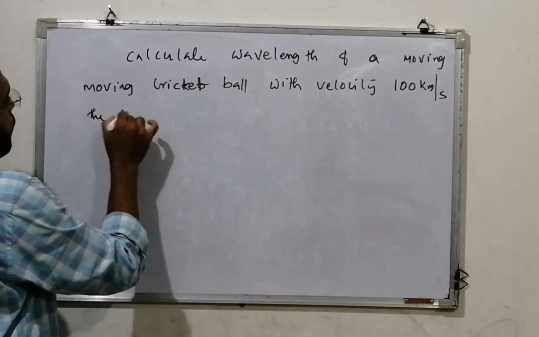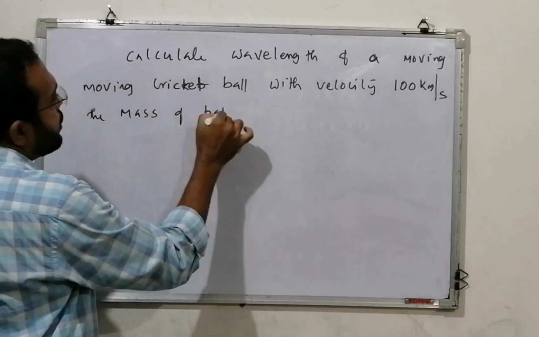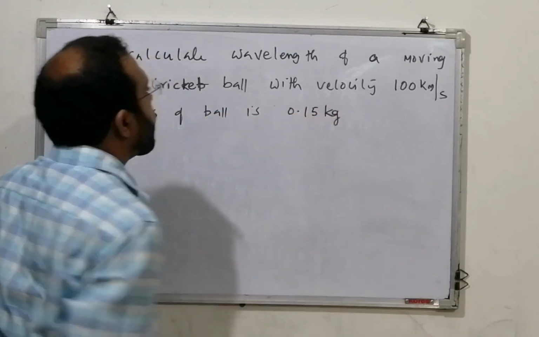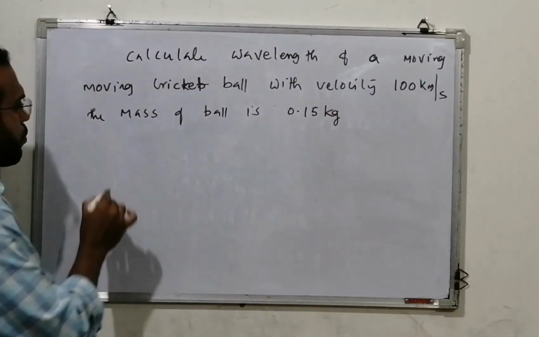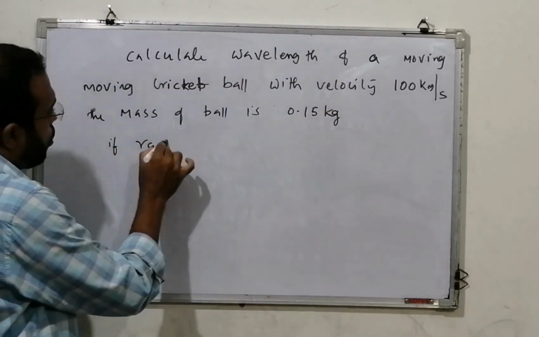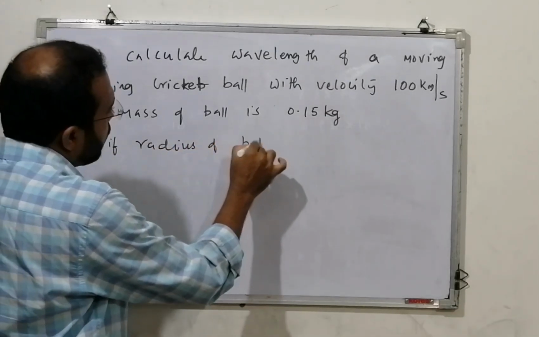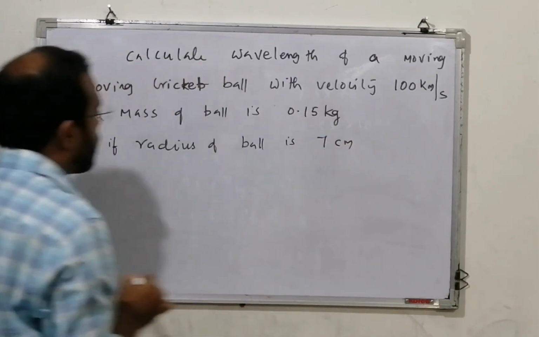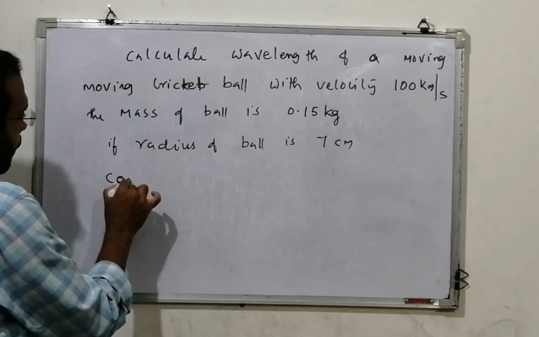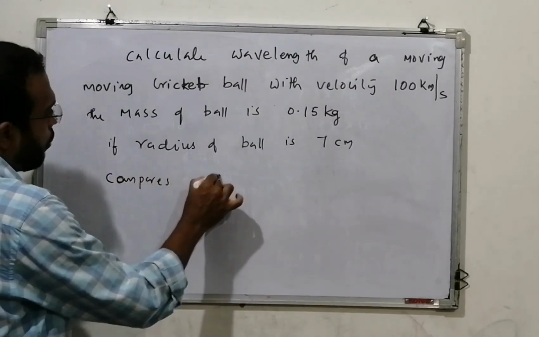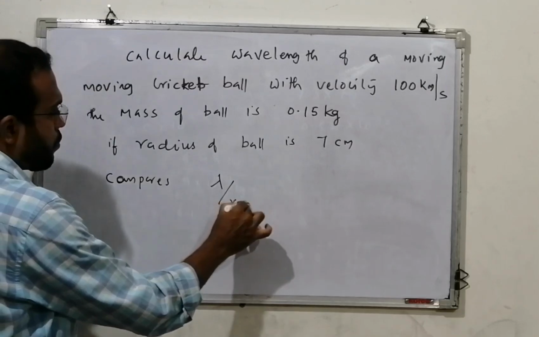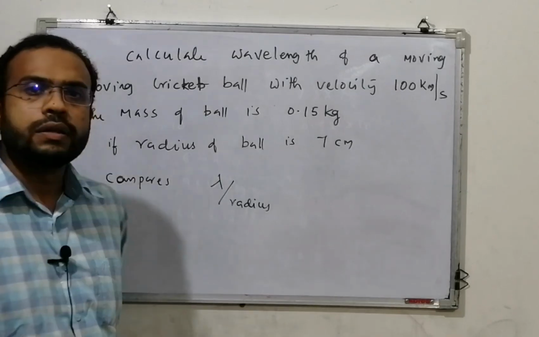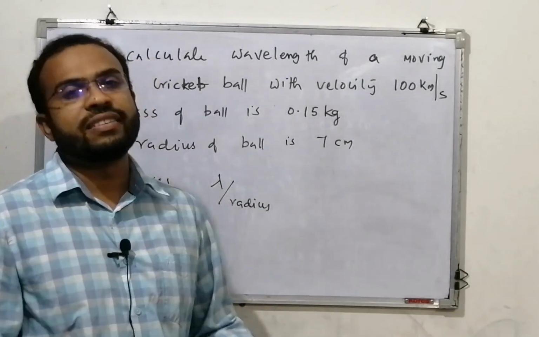The mass of the ball is 0.15 kilogram. Okay. If the radius of the ball is 7 centimeter, compare lambda by radius. You compare it, and you can see how insignificant it will be.